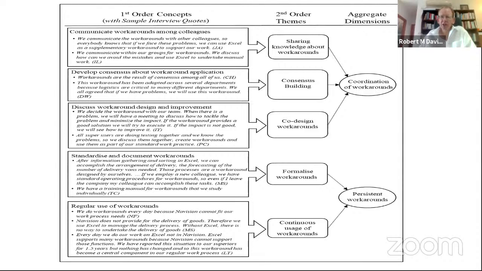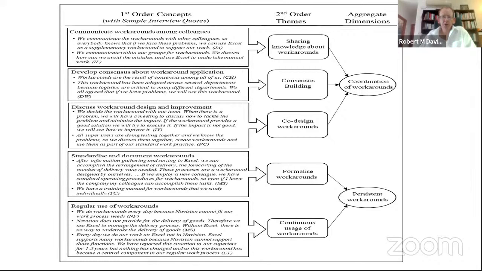So this is the theorization process. It's creating theoretical constructs. So coordination and persistence, those are the theoretical constructs, the high-level ones. And then the five in the middle, sharing knowledge, consensus building, co-design, formalized, continuous, you can say those are constructs as well. But I'm choosing here to theorize at a higher level. And I'm theorizing inductively. There is some literature in here, but not very much.